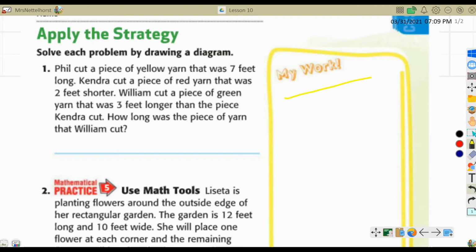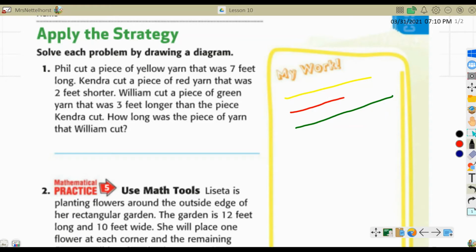We need a red piece of yarn that is shorter. And we need a green piece of yarn that is longer than the red yarn. And it's probably going to be longer than the yellow yarn too, because the red yarn is 2 feet shorter than the yellow one, but the green one is 3 feet longer than the red one. So it's probably going to be the longest of all. But that's just a guess.